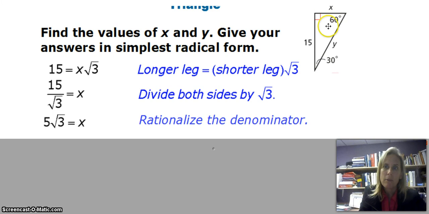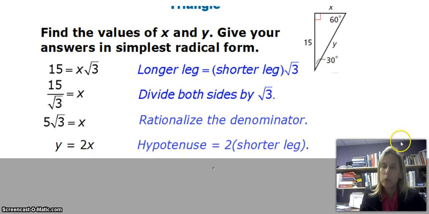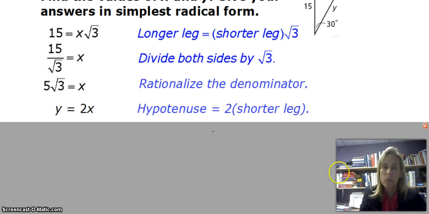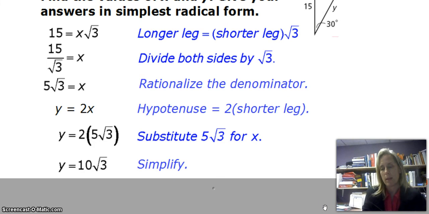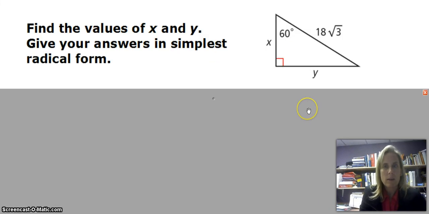We can find y. Remember, y is just equal to 2 x's. Good. So we're just going to multiply 5 square root of 3 times 2. And when we do, we end up with 10 times the square root of 3. Good. And we have one last example.